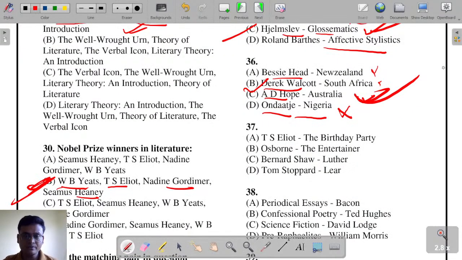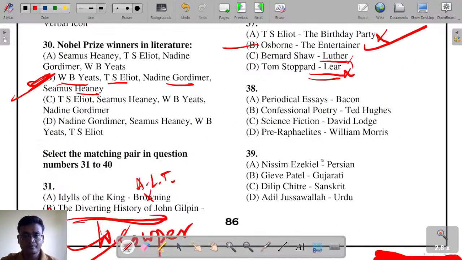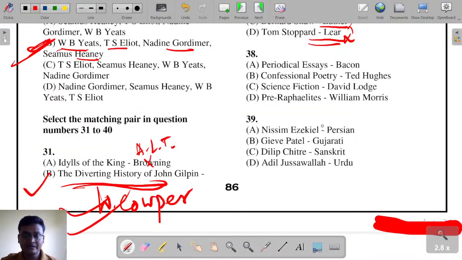T.S. Eliot's The Badre Party, Osborne's The Entertainer, Bernard Shaw's Luther, Tom Stoppard's Lear. T.S. Eliot, Badre Party, that is wrong. Osborne, The Entertainer, and Bernard Shaw, Luther. Which one? Question 37. Osborne has written The Entertainer. Bernard Shaw, Luther, that is also wrong. Tom Stoppard, Lear, no. Tom Stoppard wrote Rosencrantz and Guildenstern.